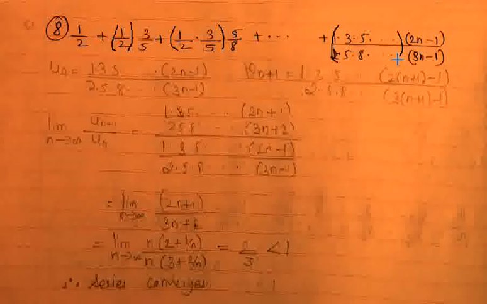Now this is Raabe's test. If sum of un is a series of positive terms such that the limit as n tends to infinity of n times (un divided by un plus 1 minus 1) is L, then sum of un converges if L is greater than 1, diverges if L is less than 1, and the test fails if L is equal to 1.